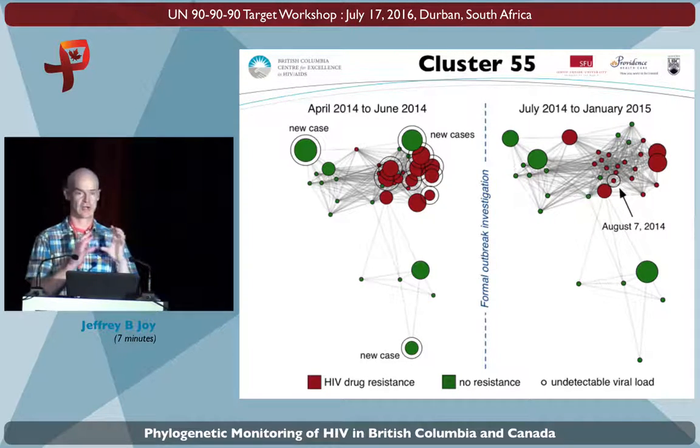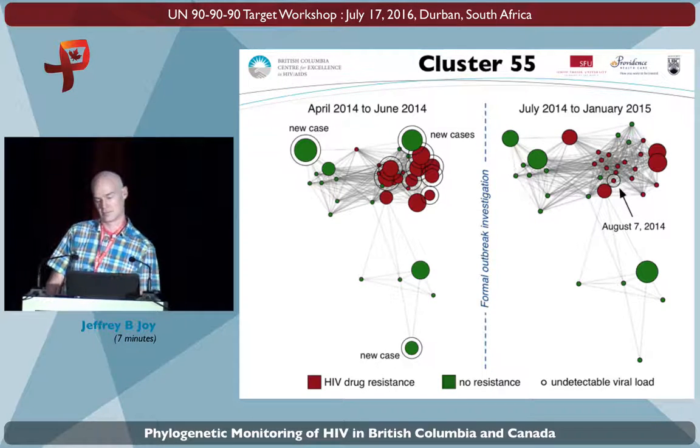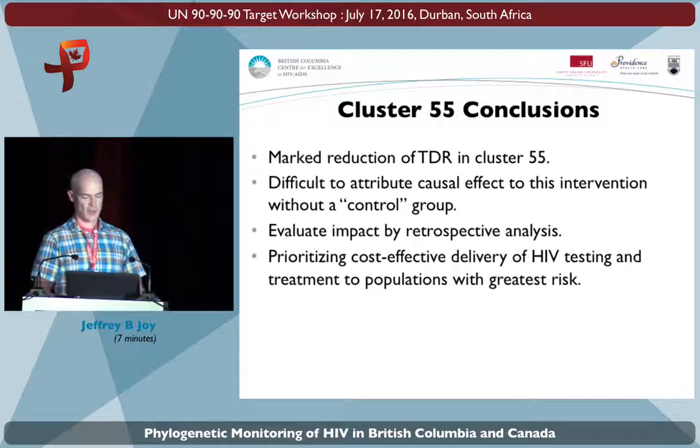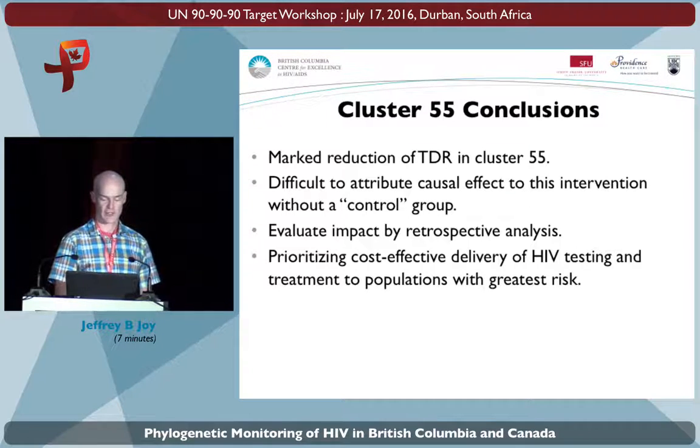So we're able to do a targeted intervention here and partially solve the problem. So we saw a marked reduction in transmitted drug resistance. It's difficult to attribute causal effects to this intervention without a proper control group, but this seems to suggest that prioritized cost-effective delivery of HIV testing and treatment to populations with the greatest risk.